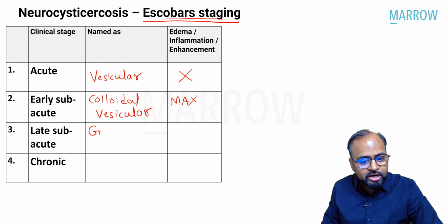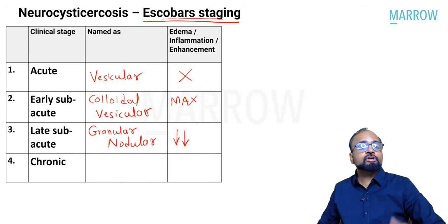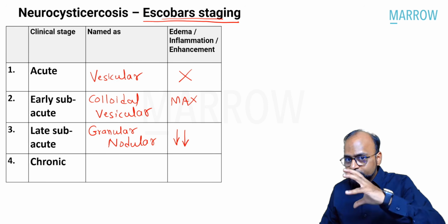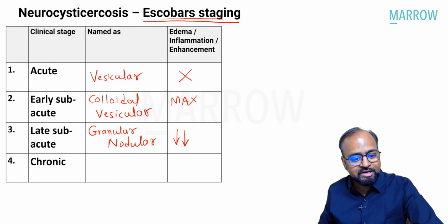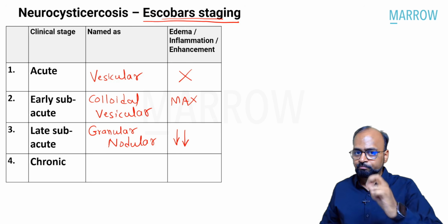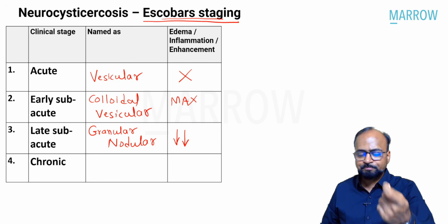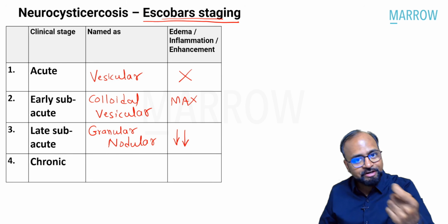This is what is called the granular nodular stage. This is the stage where there is a decreasing trend of edema, inflammation, and enhancement, because the inflammation is going to decrease as the immune system acts over the parasitic antigens. Ultimately, the parasite is killed, phagocytosed, and the antigens are taken away. What remains at that site in the brain is a tiny calcific focus of a dead calcified parasite.